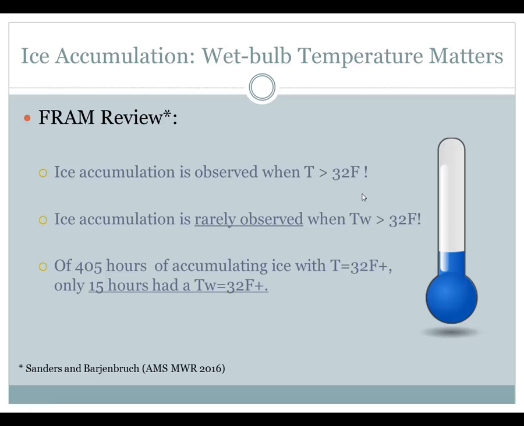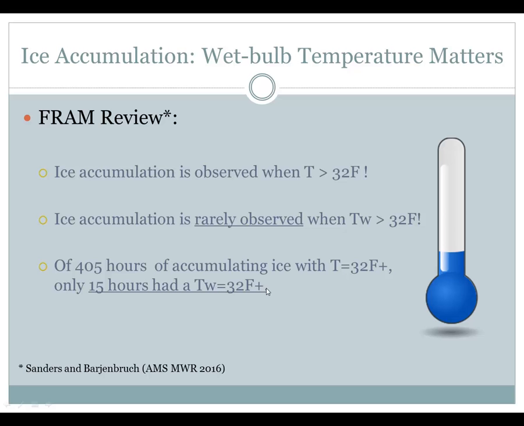Let's do a brief review on the freezing rain accumulation model. Sanders and Bargenbroek found that ice accumulation was observed at temperatures greater than 32 Fahrenheit. So above freezing, we were seeing observations with ice accumulation in that work. Also, it's important to note that ice accumulation is rarely observed when the wet bulb temperature is above freezing. So in the study of the 405 hours of accumulating ice with temperatures at 32 degrees or above, only 15 of those 405 hours had a wet bulb temperature equal to or greater than freezing.